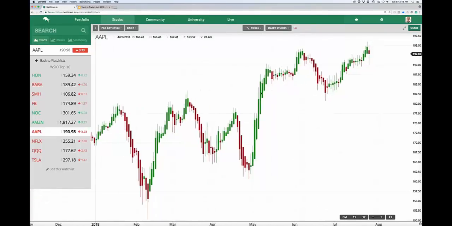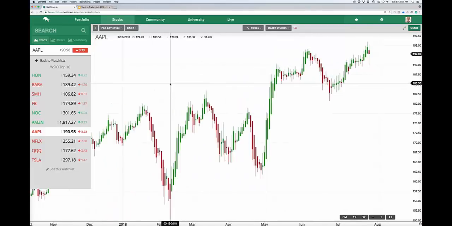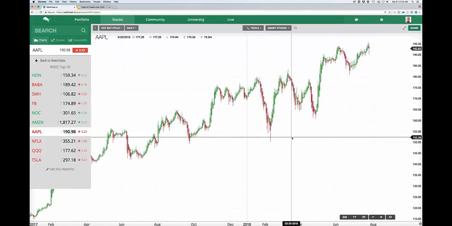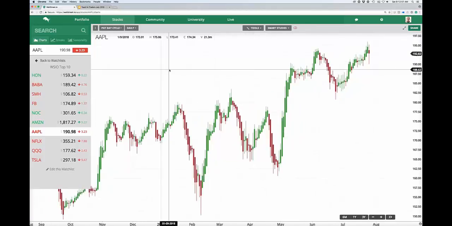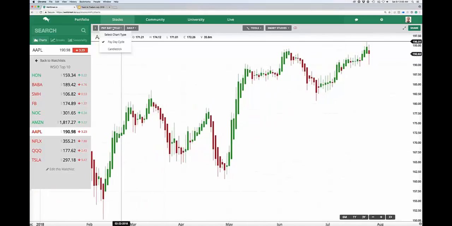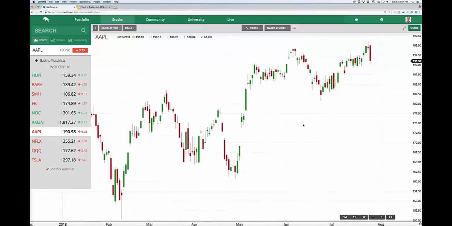Here is a chart of Apple, which you're probably pretty familiar with. We're using our Wall Street IO charts, which is the company that I run. We have our own charts and back testing and forward testing and everything. What I'm going to do right now, because I'm on a daily chart, I'm going to flip back and forth between a candlestick and what's called a Heikin-Ashi chart.